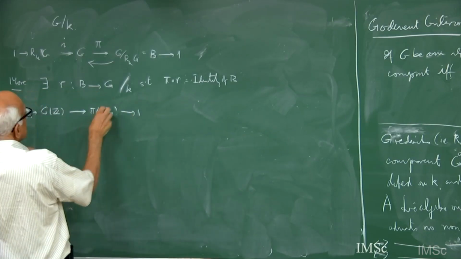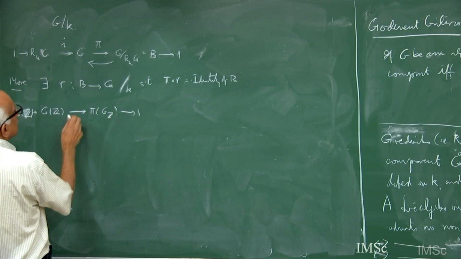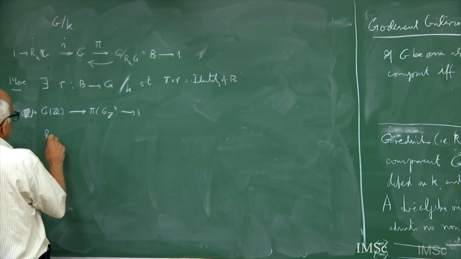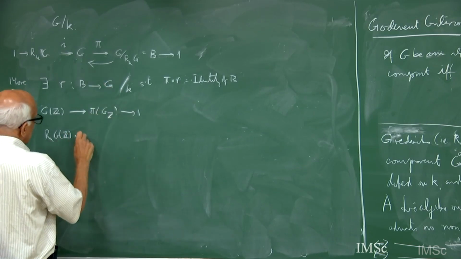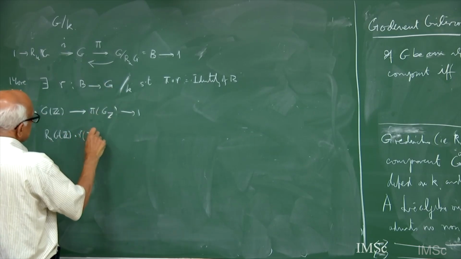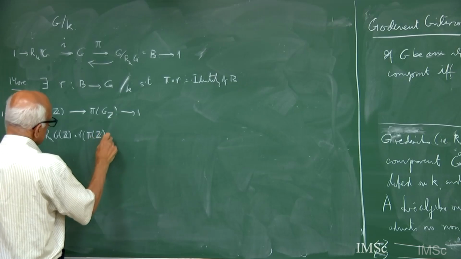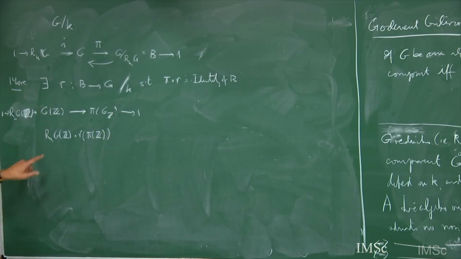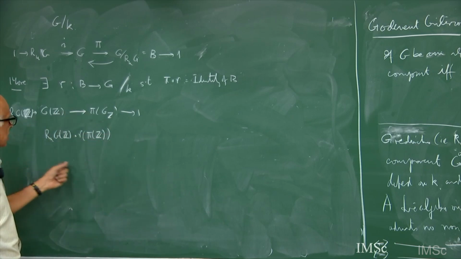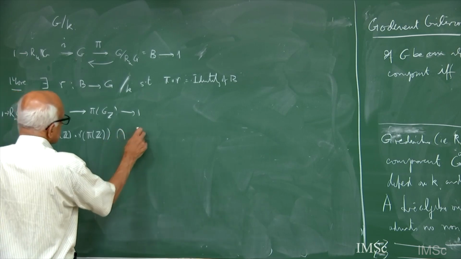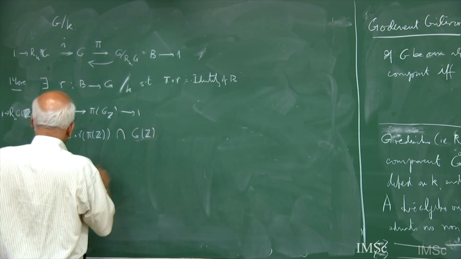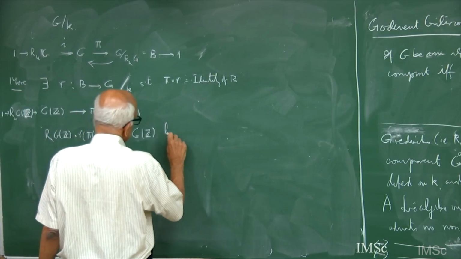And what is more, you look at R_u(G)_Z times R of pi(G_Z). This may not be a subgroup of G_Z, but this will become commensurable with G_Z. The intersection with G_Z has finite index in both.